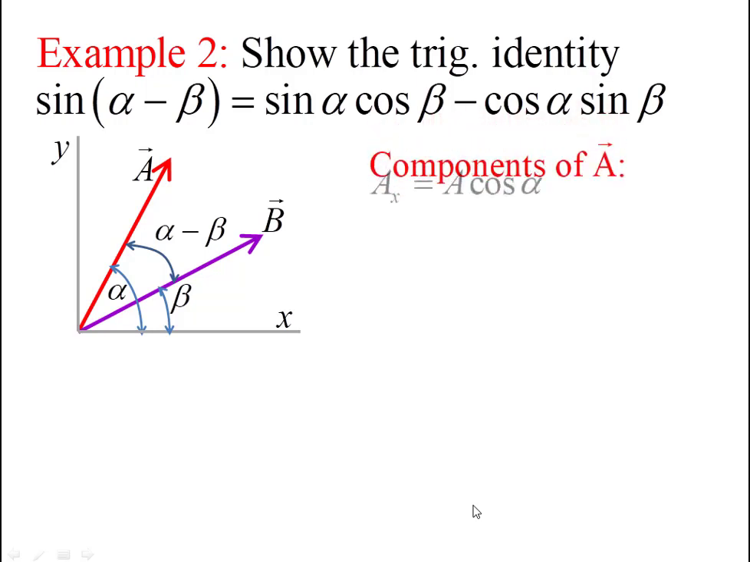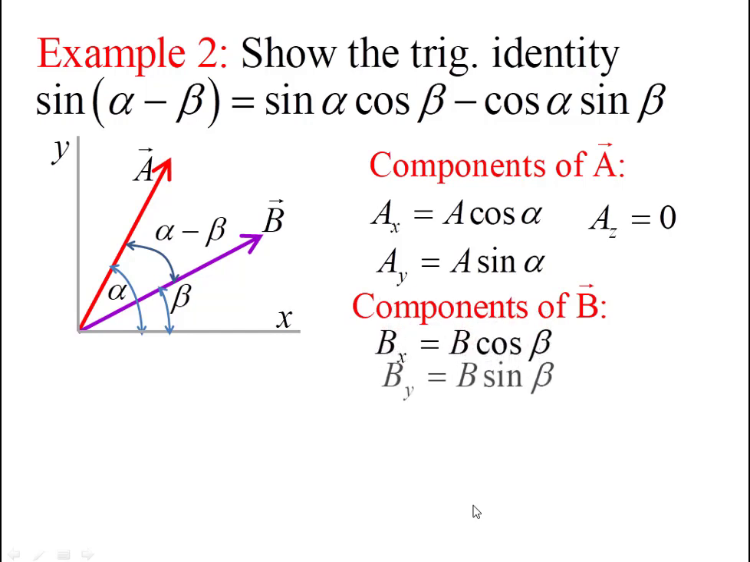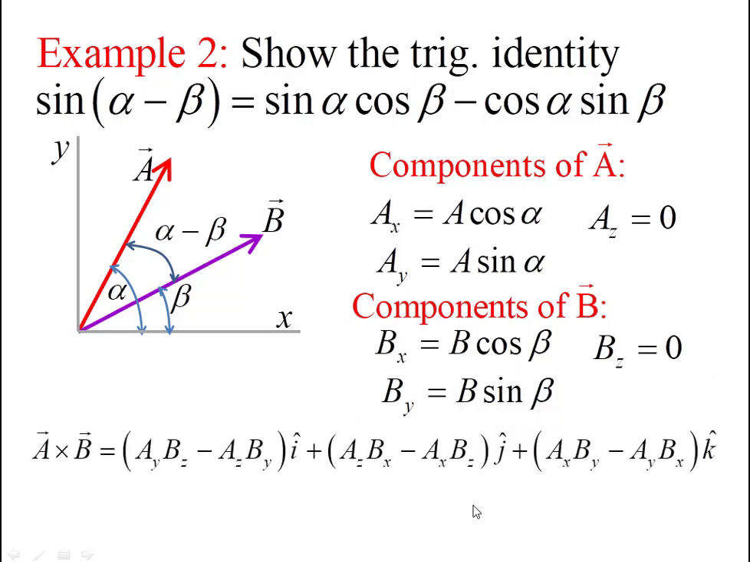The components of A are Ax equals A cosine of alpha, Ay equals A sine of alpha, and Az is 0. In a similar way, the components of B are Bx equals B cosine of beta, By equals B sine of beta, and Bz is 0. This is very straightforward and very similar to what we did in example 1. So the cross product of these two vectors, A cross B, is always defined to be AyBz minus AzBy in the i, plus AzBx minus AxBz in the j, plus AxBy minus AyBx in the k.